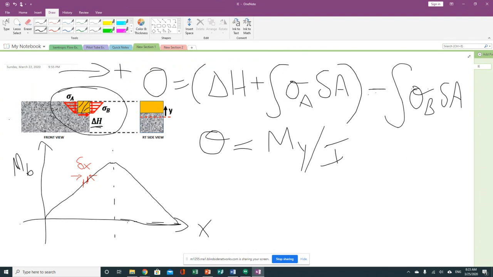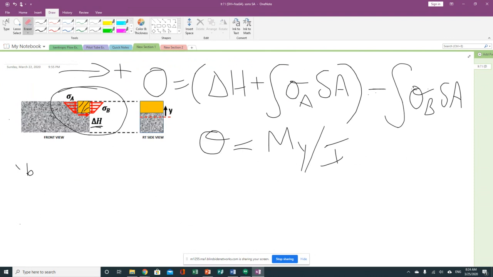Okay, so we got this guy up here. That's our summation of forces. We know that bending stress we can express as the bending moment times the perpendicular distance from the neutral axis divided by the second moment of area. So I can substitute in from this. I'm just going to get myself a little bit more room here. There we go.